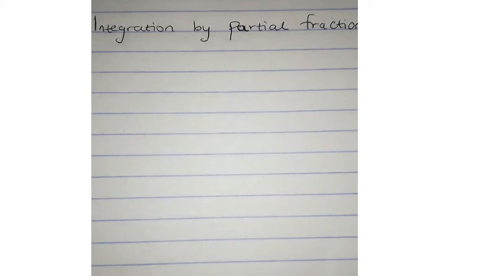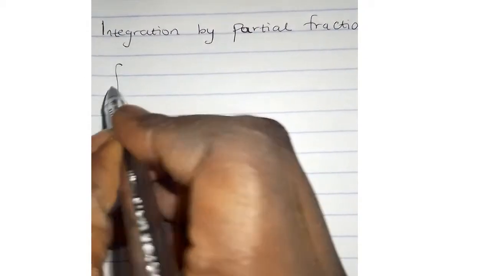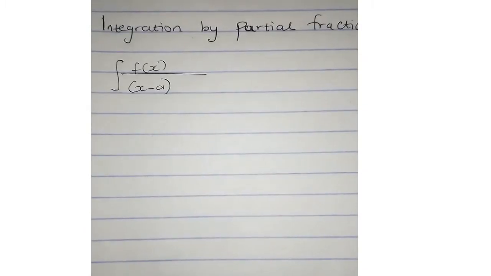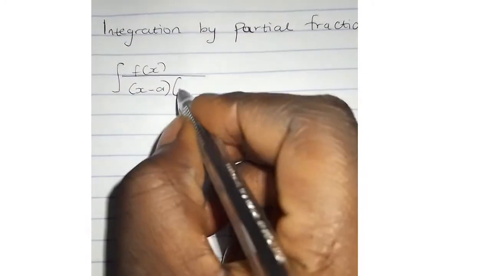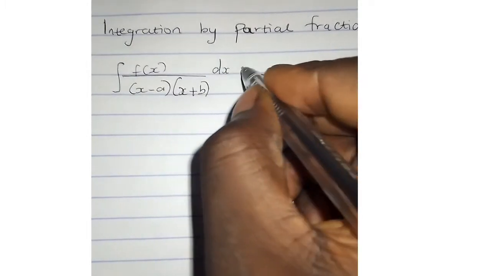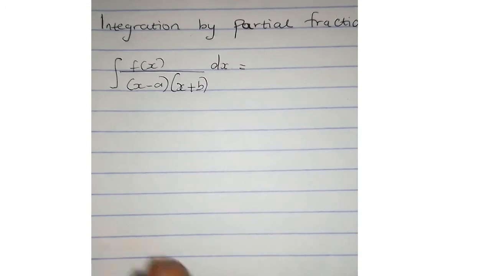In this video we're going to talk about integration by partial fraction. There's a formula that describes how you integrate using partial fractions. Given this, we have the integral of f of x over (x minus a)(x plus b) dx. So this is a partial fraction style.